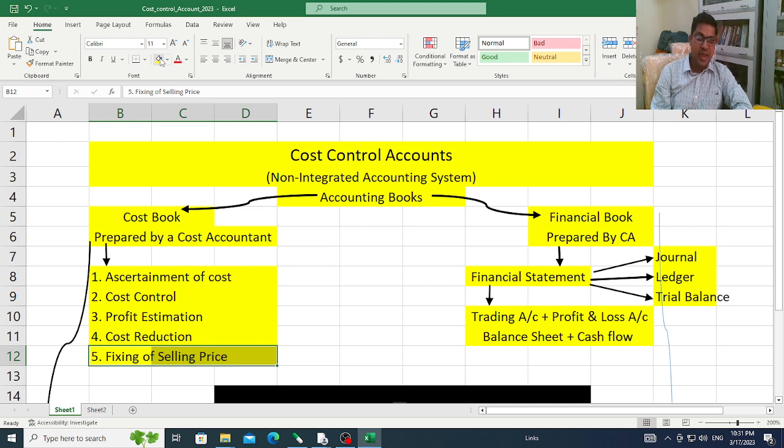Now if you see that in the financial statement, once we prepare... What was the work last time? What exactly did we talk about last time?